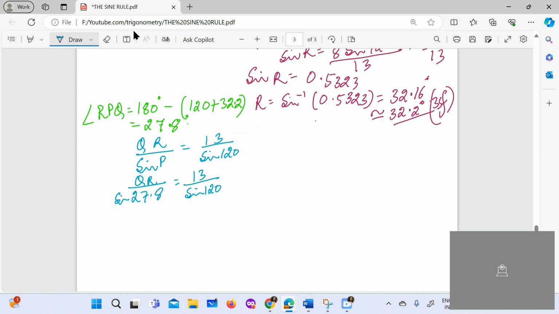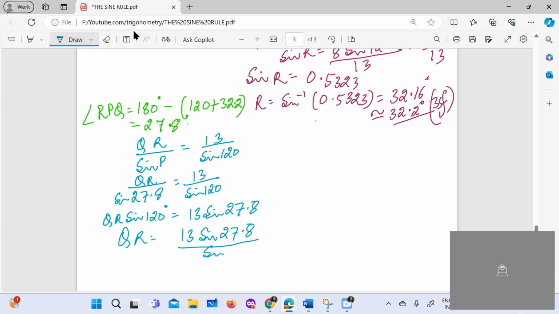So you will get QR sine 120 degrees equals 13 times sine 27.8. Then QR equals 13 sine 27.8 upon sine 120 degrees. You can plug in all the values in your calculator and you can figure it out. QR is equal to 6.99, which is approximately equal to 7 centimeters. So I hope this is clear to everyone.